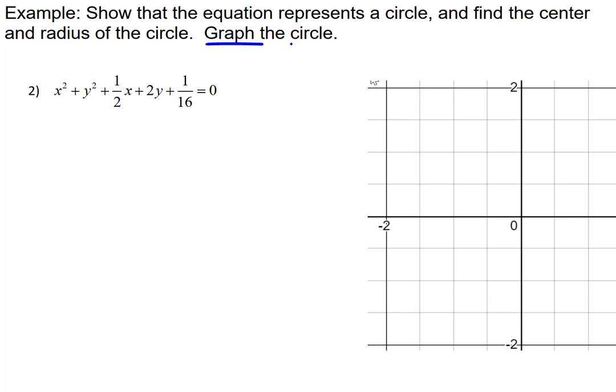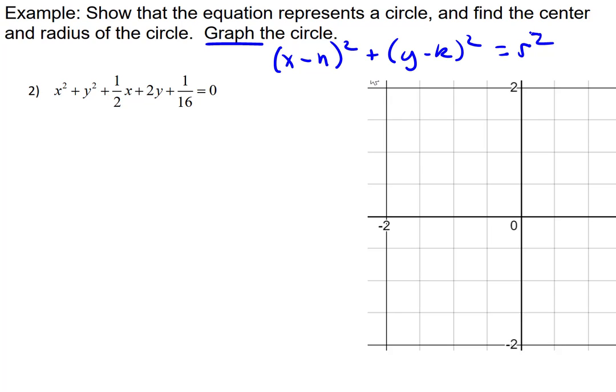Let me read the equation given for example 2. It reads this: x squared plus y squared plus 1/2 x plus 2y plus 1/16 equals 0. So you'll recall pretty quickly that this does not match our general form. Let's bring that into play just to remember what it is. Generally, we have (x minus h) squared plus (y minus k) squared equals r squared. And as you can tell, this example does not match that.